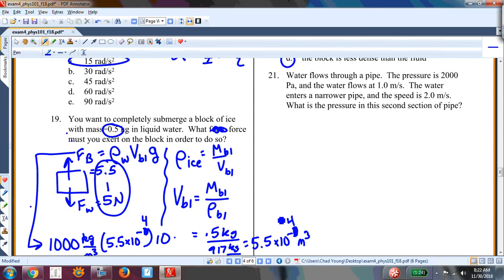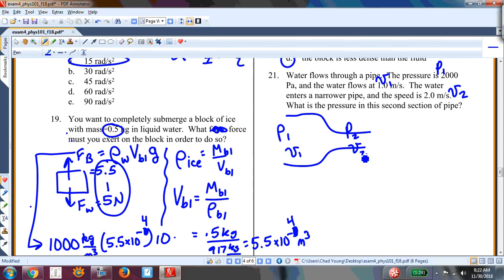Water flows through a pipe. The pressure is 2,000. I'm going to call this P1. It flows at 1 meter per second. That's V1. And this is V2. I want to know what is the pressure in this second pipe. So this is what we have, a pipe like this that gets smaller. I have a pressure here and a V1 here, and I have a pressure here, P2, and a V2 here.